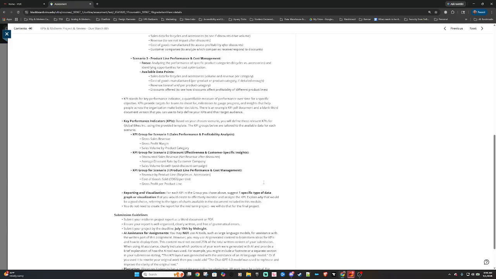So the second KPI is discounted sales revenue, the average discount rate by customer, and then the sales volume growth after the discount. And then the third KPI group is revenue by product line, the cost of goods sold per unit, and then the gross profit per product line.